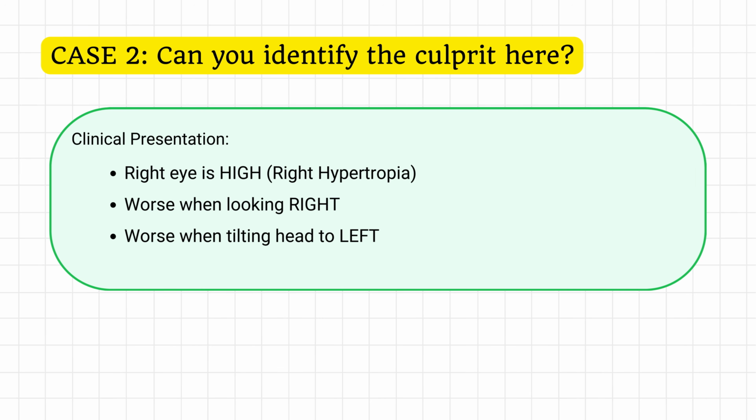Let's quickly take another example. A patient comes to you with the following clinical presentation. The right eye is higher, that is right hypertropia, worse on the right gaze and worse on the left head tilt. Let's solve this step by step.